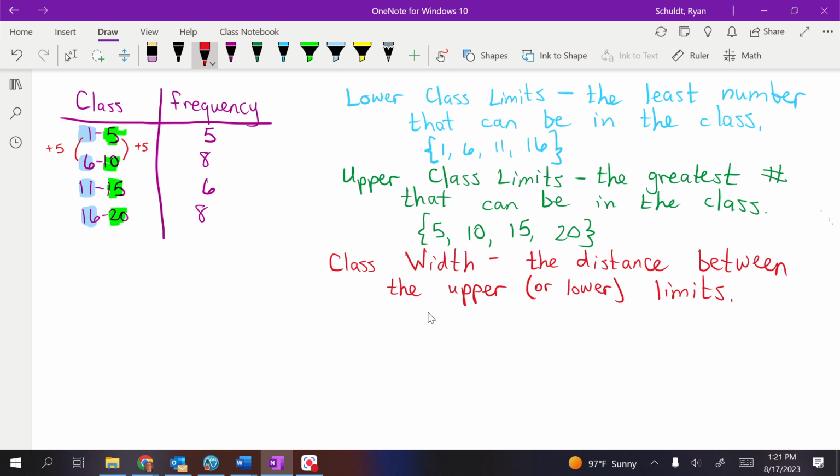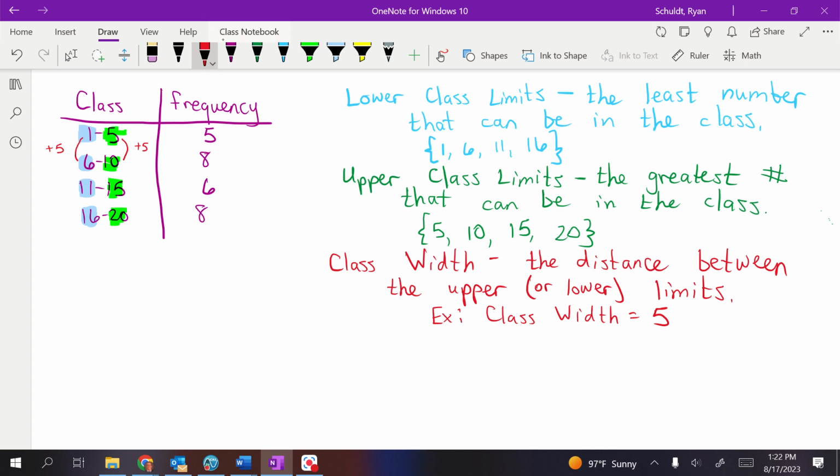So, just as an example, class width equals 5. Notice we're not saying 1 to 5, and saying, oh, that's 4, there's 4 in between. We're not saying there's 4 in between here. No, we're looking above and below.